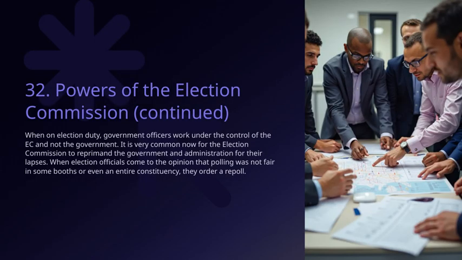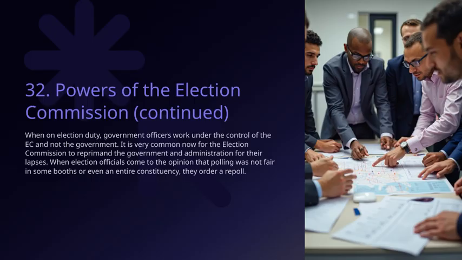Now, when officials are on election duty, they operate under the control of the Election Commission, not the government. This is a crucial point because it highlights the independence of the EC in ensuring free and fair elections. It's quite common nowadays for the Election Commission to actually reprimand the government or the administration if they notice lapses or irregularities. This shows the EC's authority and commitment to maintaining integrity in the electoral process.